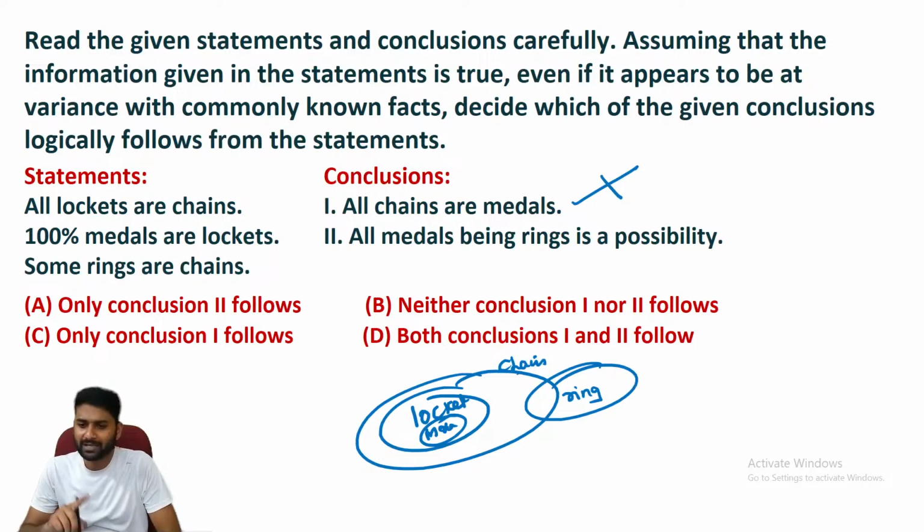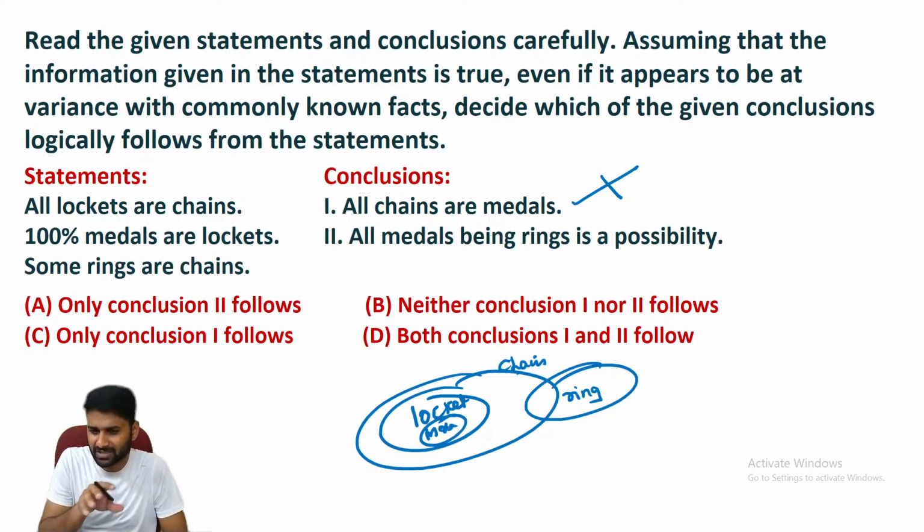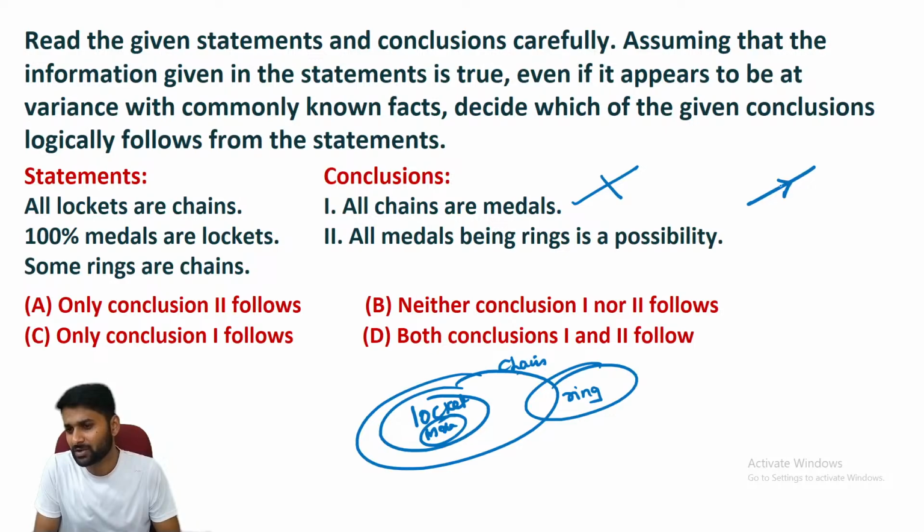See, all medals are chains, but we cannot say all chains are medals. Why? Because the entire medal circle should be overlapped with the chain circle, but the chain is not overlapped with the medal. Remember that the comparison goes outside. It is all about the all relation and some relation. Both are the same, guys. When the arrow goes downward, only the some relation is valid.